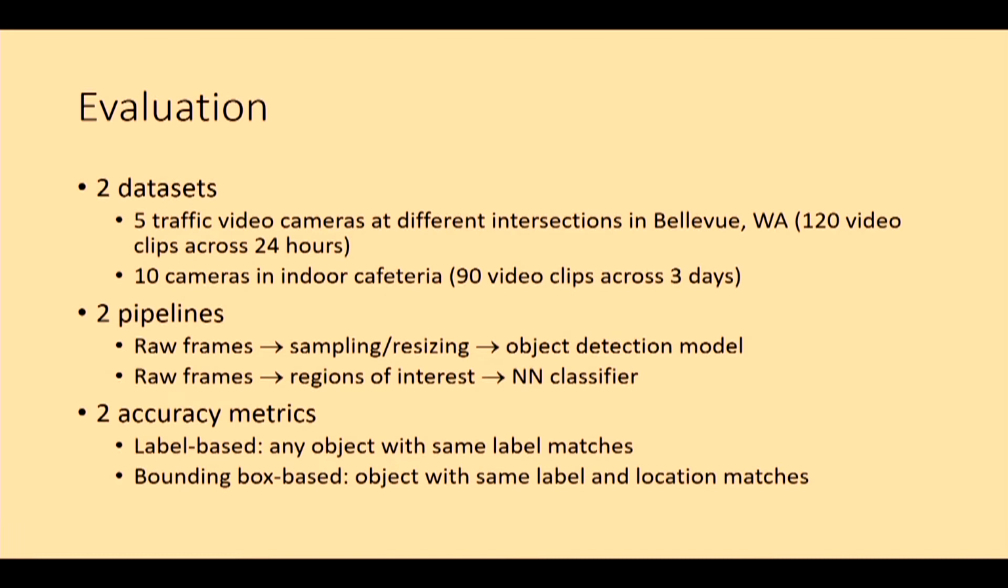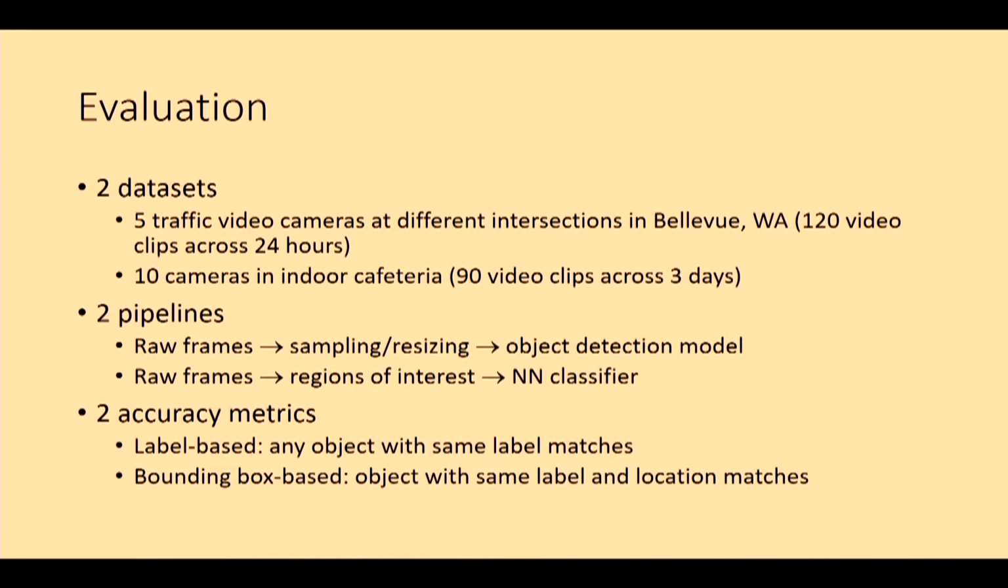We also looked at 2 different video analytics pipelines that have been used in the literature and in practice. The first pipeline takes raw frames and first samples and resizes them, and then puts them in an object detection model. The second one takes these raw frames and identifies regions of interest first, where the objects live, and then directly sends them to a neural network classifier. And the same neural network classifiers, by the way, are used in the object detection model software. So slightly different, but both used.